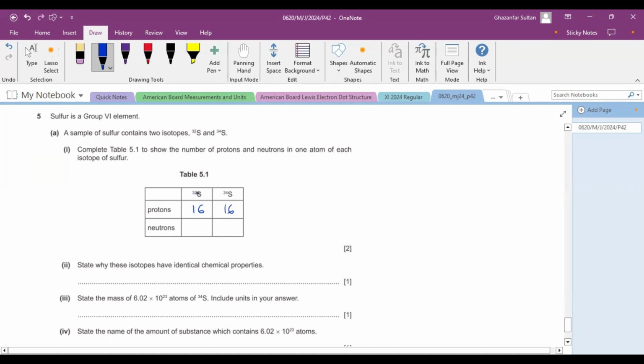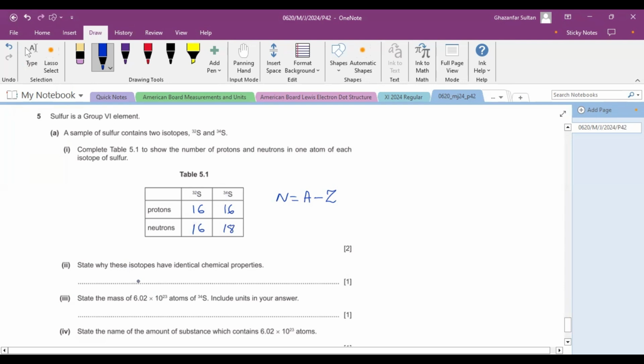Neutrons: we can get the number of neutrons by subtracting the atomic number from the mass number. So A minus Z, the value of A is given here, and 16 is the proton number, that is Z. So 32 minus 16, it would be 16 as well. And 34 minus 16, it would be 18.